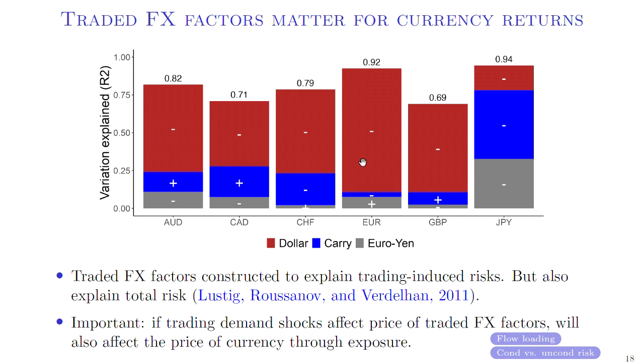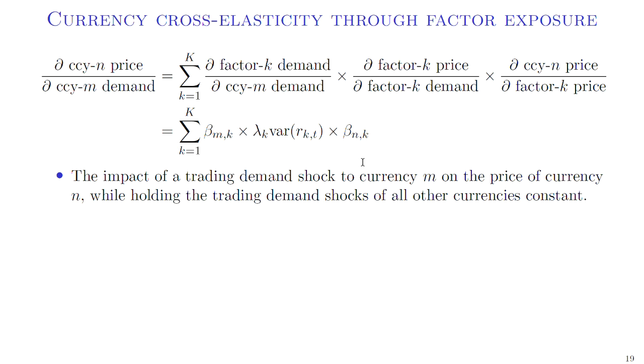And basically the idea here is very simple, right? If you think about trading demand shocks, they're going to impact the price of factors, then they will naturally also impact the price of currencies that load on these factors. Now, specifically, this is a formula that we derive in the paper. We want to calculate this cross elasticity: what happens to currency M's price if you shock the demand of currency N, holding all other demand equal. So this is pure partial derivatives. And the paper really comes down to this simple formula that channels through the factors.